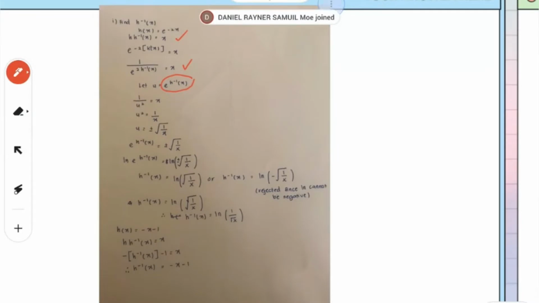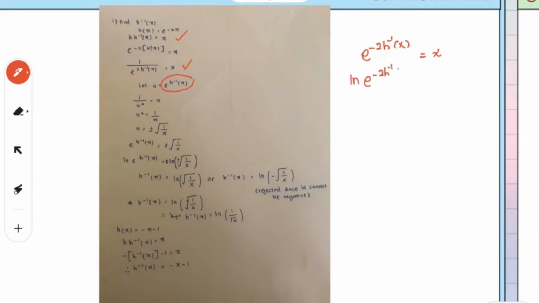Alright. Now, kan kita ada E of negative 2 H inverse of X equals to X. Kan? So, kita nak jadikan H inverse sebagai subjek. So, nak hilangkan exponential function tu, kita akan taking ln of both sides. So, ln of E negative 2 H inverse of X will be equals to ln of X. Okay, sekarang kita taking ln on both sides.